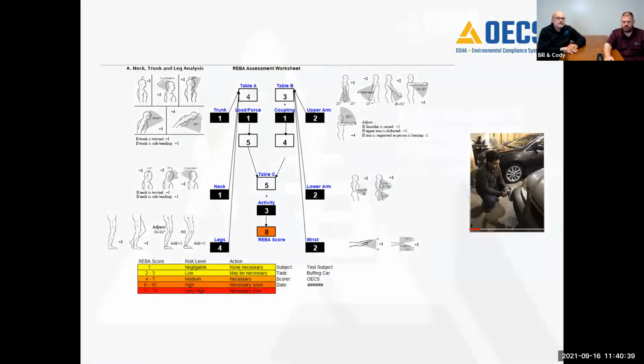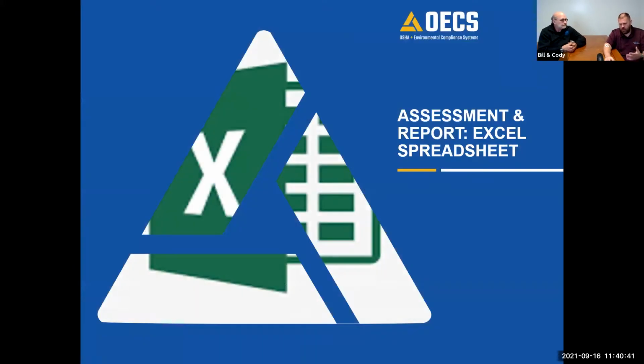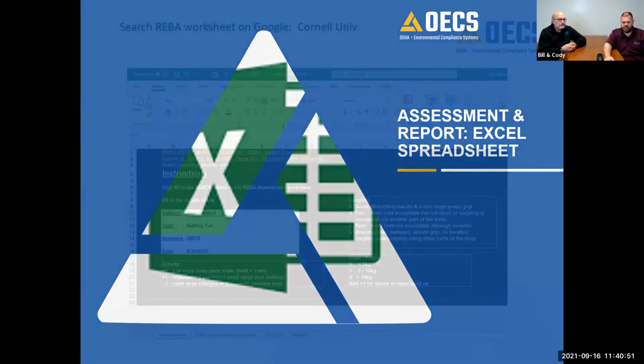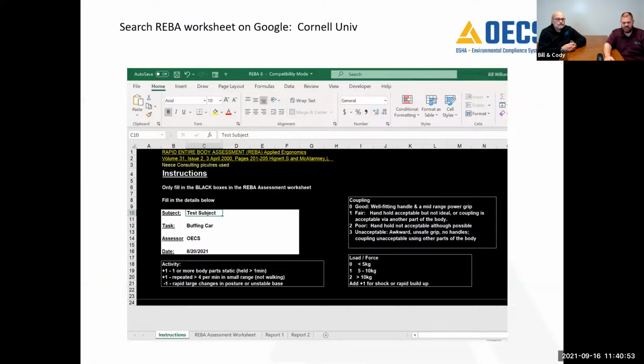Yeah. Definitely. So now we're going to talk about this Excel spreadsheet that Bill brought up. You can download it. You can search it out there on any internet browser that you have. And this is what it will look like. It's just a Rapid Entire Body Assessment, that REBA tool.